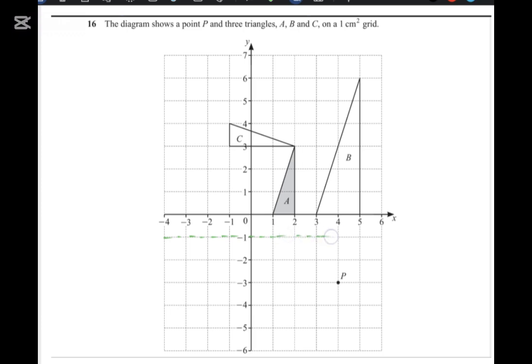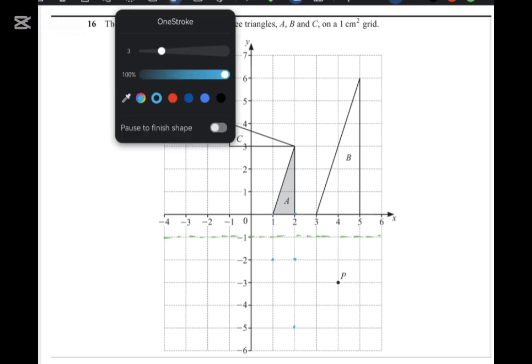Now in this line we need to draw the image of triangle A. Take one of the coordinates one by one. First I'll take this coordinate. This is one box up, so one box down it is. And the next coordinate, one box down here. And this coordinate is 1, 2, 3, 4, so it is here exactly. Now join them using straight lines.